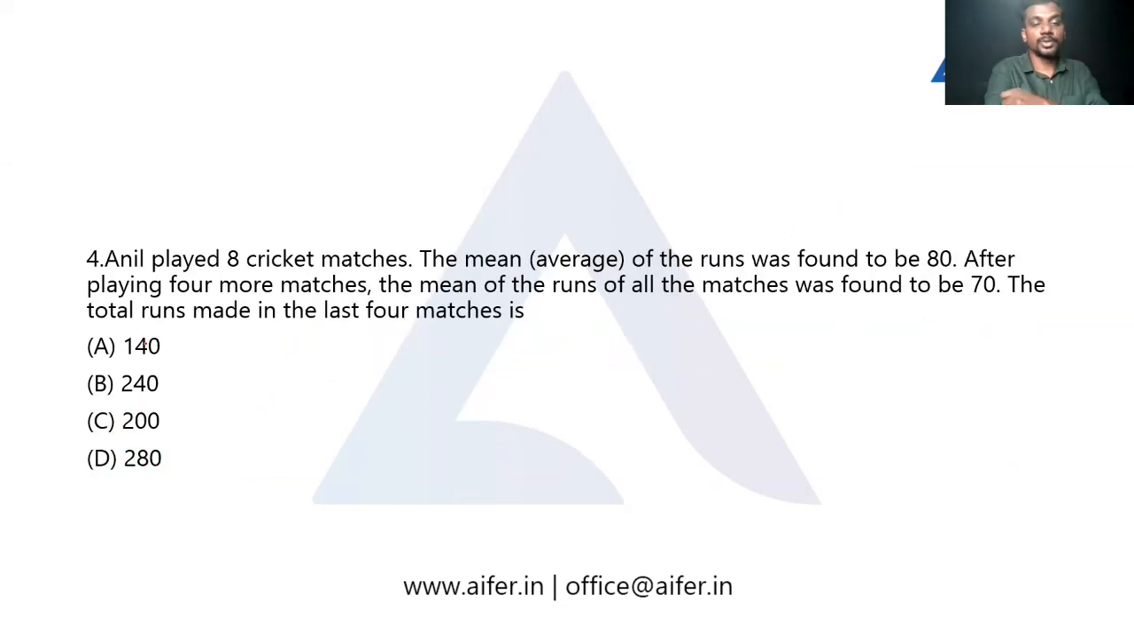Moving to question number 4. Anil played 8 cricket matches. The mean average of the runs was found to be 80. After playing 4 more matches, the mean of the runs of all the matches was found to be 70. The total runs made in the last 4 matches is, so it's a bit distinct question, but it's an easy one.